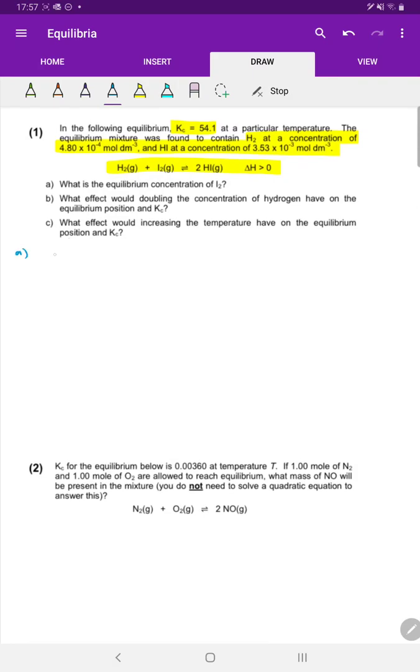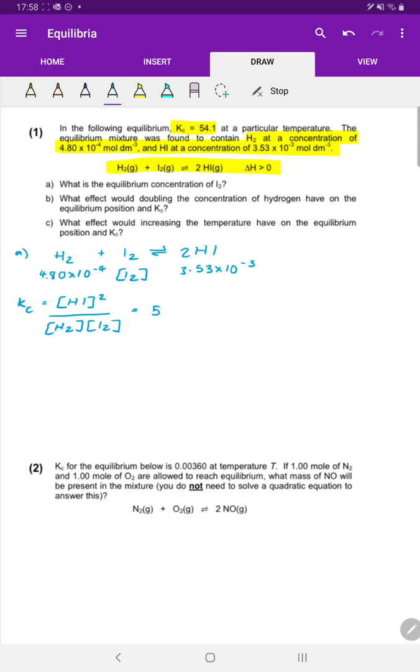So first thing I'm going to do is write out my reaction equation and just pop under it the information I've got. So I've got the concentration of hydrogen at equilibrium and the concentration of hydrogen iodide. And I'm trying to find this one. Okay, Kc expression, nice and straightforward. And I know from the question that Kc is equal to 54.1.